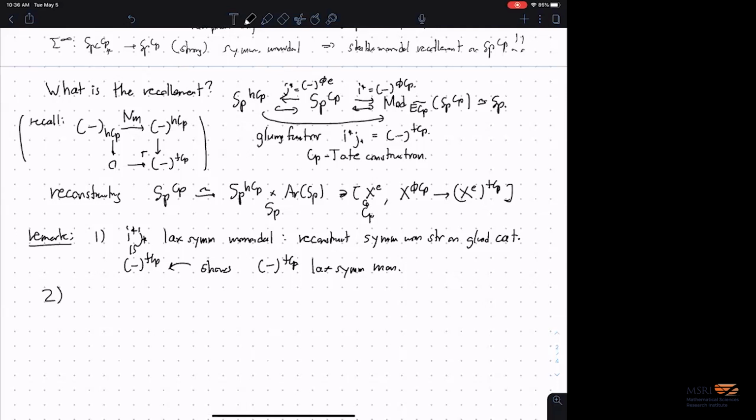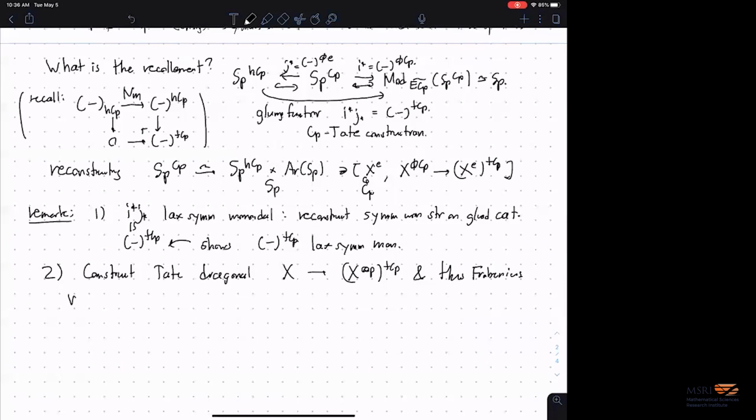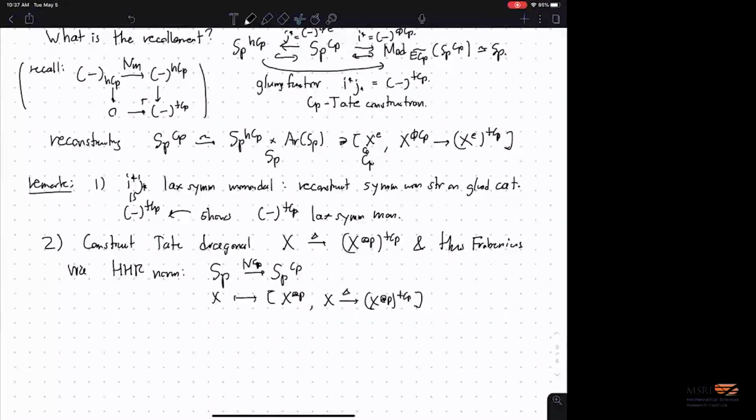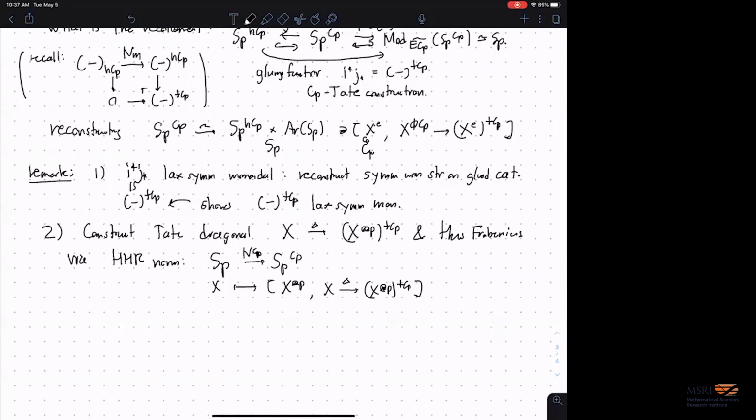Another application, which is perhaps more profound, is to construct the Tate diagonal, and thus the Frobenius, which is a fundamental operation, of course, which we want in higher algebra also. So this is via the Hill-Hopkins-Ravenel norm, which plays very nicely with the geometric fixed points parameterization. And this sends X in this parameterization to the p-fold tensor power of X together with the gluing functor, which is going to be this Tate diagonal. Other approaches I know, which don't pass through the HHR norm in this category of genuine C_p spectra, are not constructive in nature. They rely on a universal property, which is also good to have, but this gives you a construction.